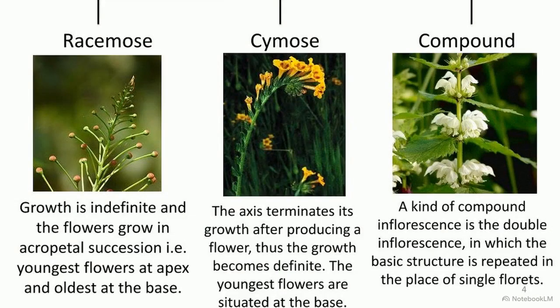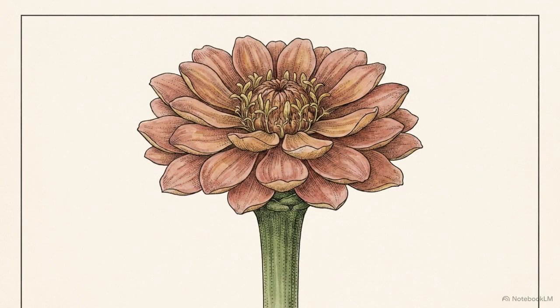Look at the center panel of this diagram. Note how the main stem ends in a single flower, with two symmetrical branches arising from beneath it. This is a cymose arrangement because the growth is determinate. It is physically limited by that terminal flower.